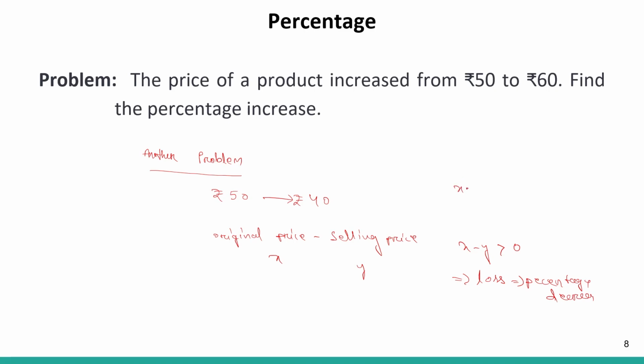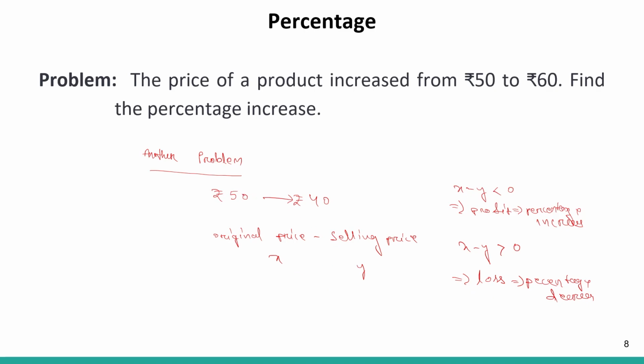If x minus y is less than 0, this implies profit. The selling price was greater than the original price, this implies percentage increase. So x minus y less than 0 implies percentage increase, and x minus y greater than 0 implies loss, that is percentage decrease. Okay, so let's get back to the question.